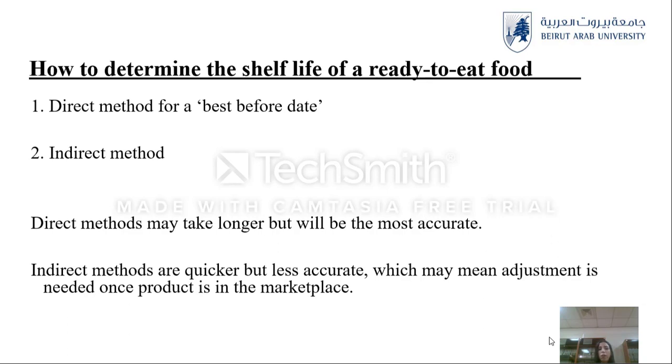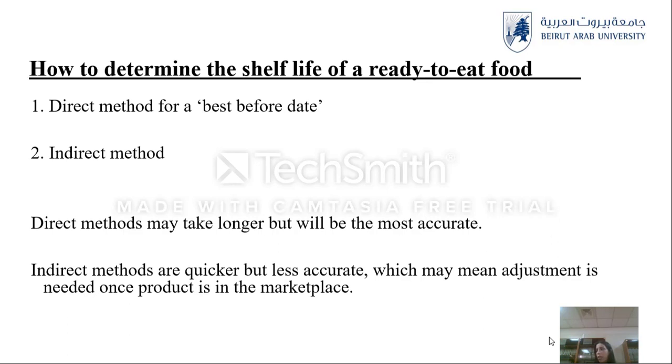So how to determine shelf life? We have two main approaches that can be used. We can use what is called the direct method, and we have what is called the indirect method. The direct method may take longer, but will be the most accurate. Indirect methods are quicker, but they are less accurate. So simply, we know that we have some products that present a short shelf life. When we have a short shelf life, we go directly to the direct method. We can do a real shelf life monitoring. We can do real quality, safety, micro, vitamins monitoring day by day, since the shelf life is short.